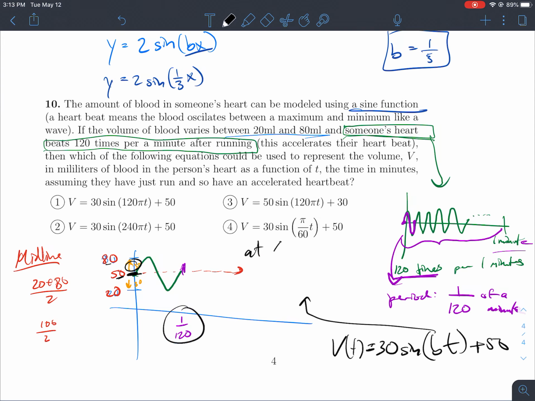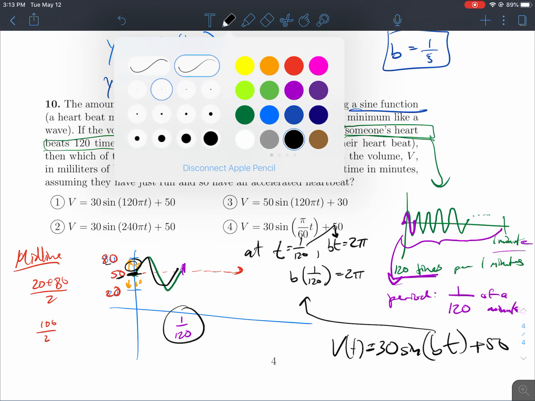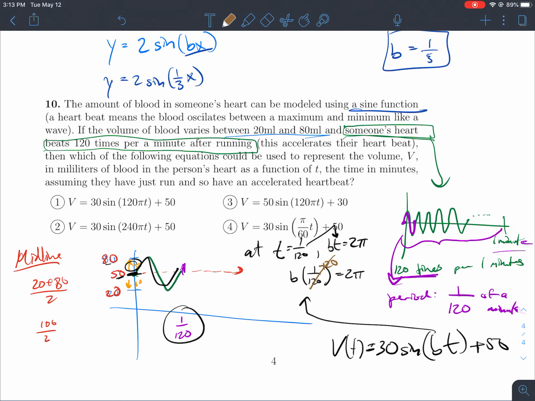To calculate the B value, what we say is at t equals 1/120, one period, b of t has to equal 1 full cycle, 2 pi, because you go through the full sine cycle. So plugging this in, we get b times 1 over 120 equals 2 pi. The last step is to solve for b. We multiply by 120 on both sides. That cancels out our division here. B times 1 is just b. 120 times 2 pi is 240 pi. So b is 240 pi. And it looks like we've got our final answer.